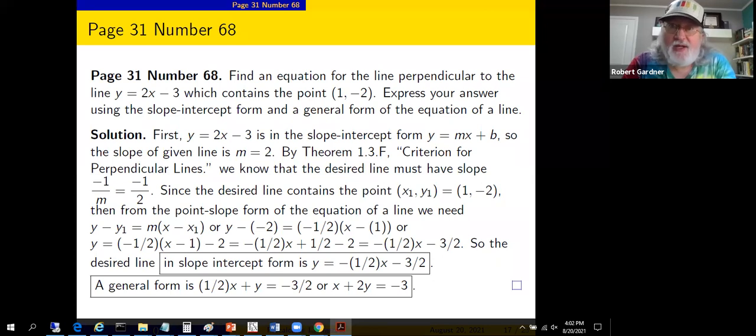Then you can multiply both sides by something else as long as it ain't 0 to produce other general forms. This is the most natural one. It involves the simplest numbers. This is the unique slope-intercept form of the desired line.